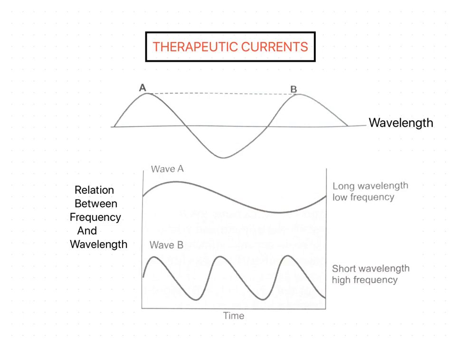Especially this classification is for low frequency currents. Okay, so before starting with the classification, we will revise what is wavelength and frequency. Then you will get a clear idea of what are called low frequency currents and high frequency currents.